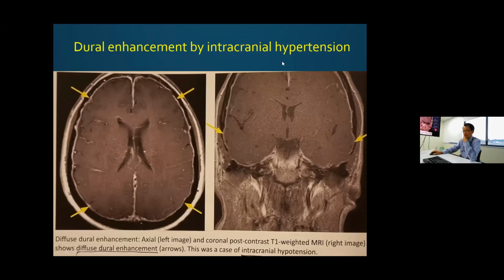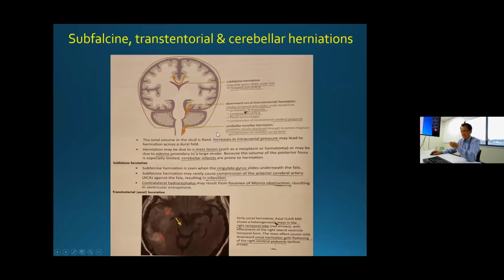Herniation is a very dangerous thing. There are three types of herniation, and when the brain herniates down here, it is transtentorial or tonsillar herniation. This is the most dangerous, as any tumor compressing here can stop respiration and everything else. On MRI, you can see a hazy, increased signal intensity with the subtentorial herniation. So that's the kind of thing you have to recognize.